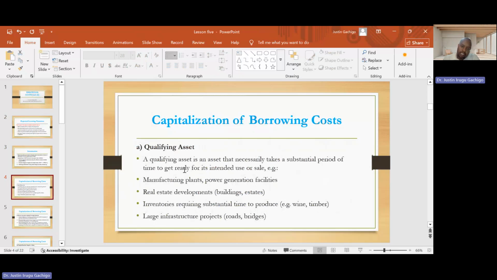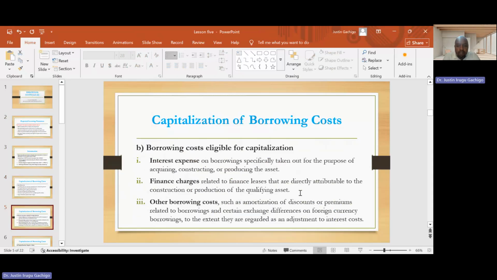A qualifying asset is an asset that necessarily takes a substantial period of time to get ready for its intended use or sale. So for example, building a mall, a factory, a hotel or a hospital. These assets normally take a very long time to be completed, maybe 2 or 3 years. So we have examples here like manufacturing plants, power generation facilities, real estate development, inventory requiring substantial time to produce, and large infrastructure projects like roads and bridges.